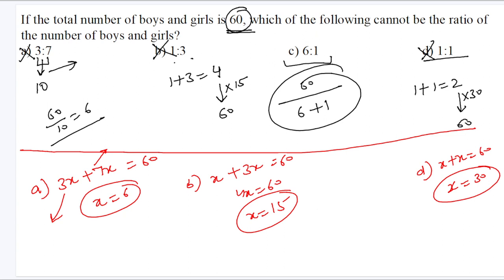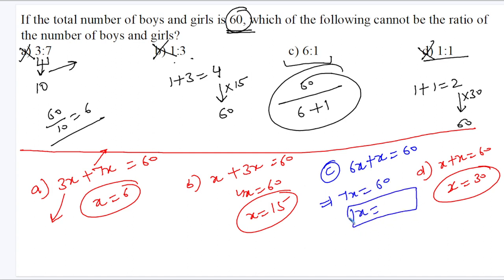But here, in case of C, what will happen? If I assume the number of boys is 6x and the number of girls is x, the addition of these two, when taken equal to 60, 7x is equal to 60, you won't get x as an integer. And if x is not an integer, your number of boys and number of girls will also not come as integer values. It will come in fractions, it will come in decimal numbers. So that's not possible. I hope this is clear.